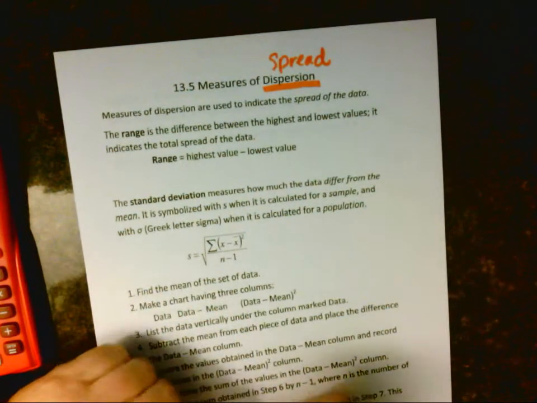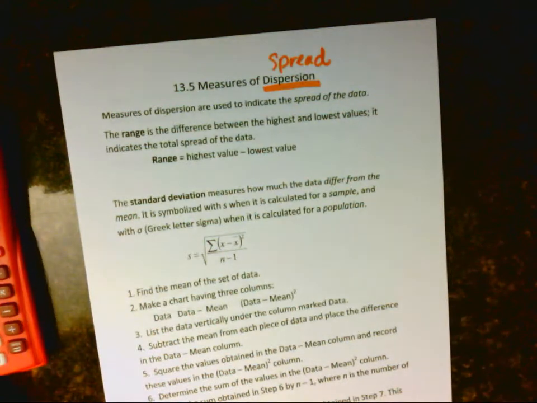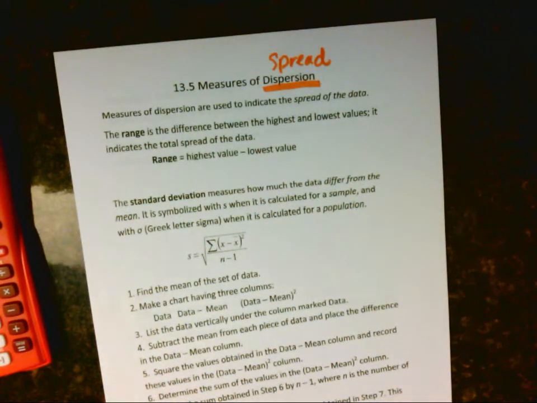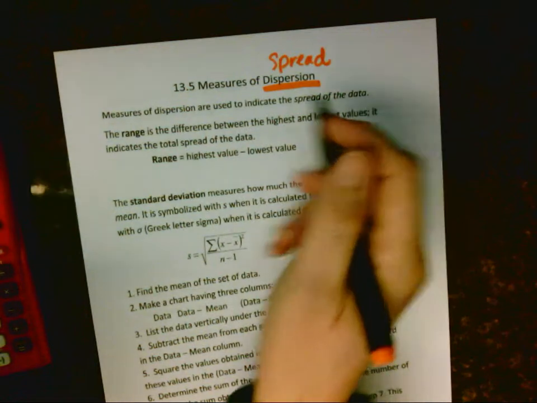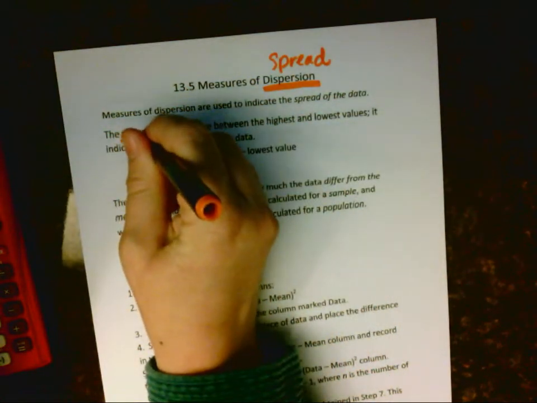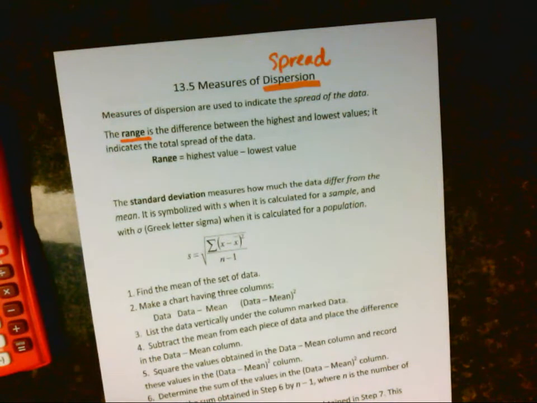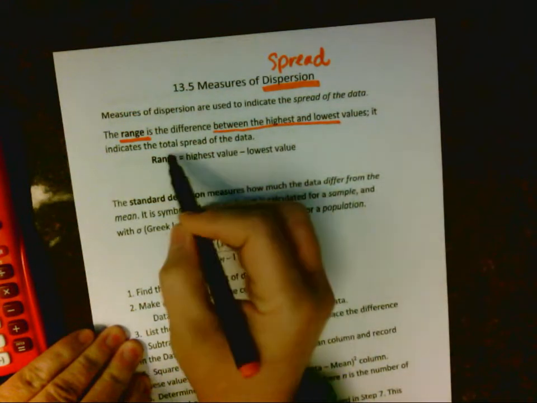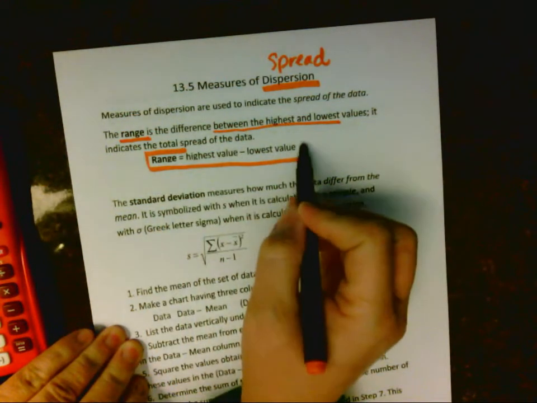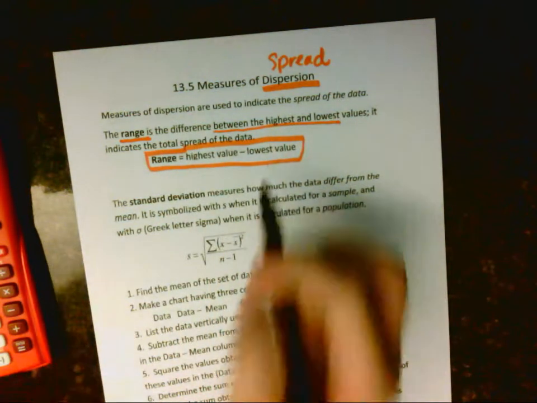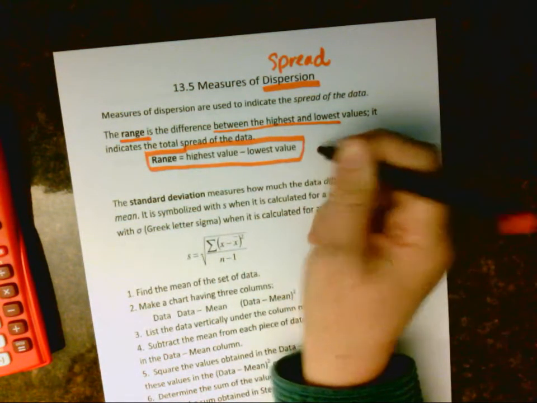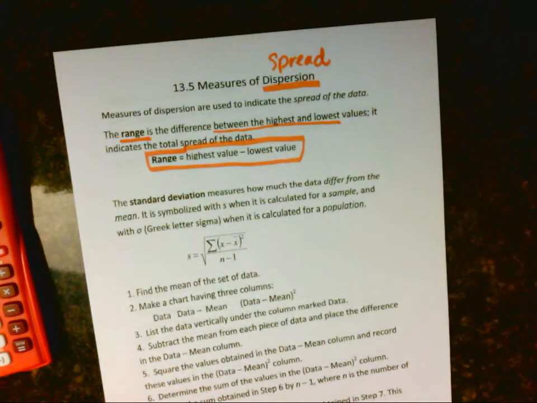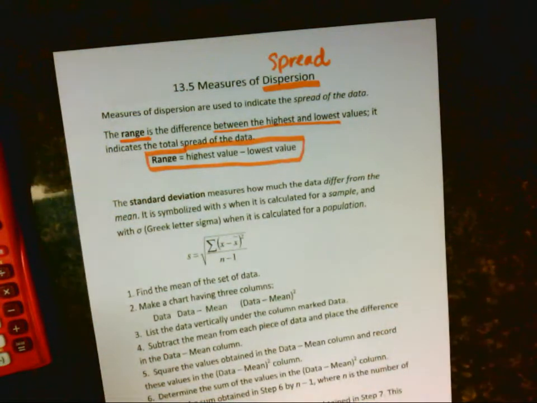There are two measures for dispersion to be covered in this section. These measures of dispersion are used to represent the spread of the data. The first one is called the range. You've probably heard of it before. It's the difference between the highest and the lowest values. So to calculate the range, we simply take the highest value and subtract the lowest value. And whatever the answer is, that is the range, okay? That indicates the spread, how spread out the data is from the high to the low.